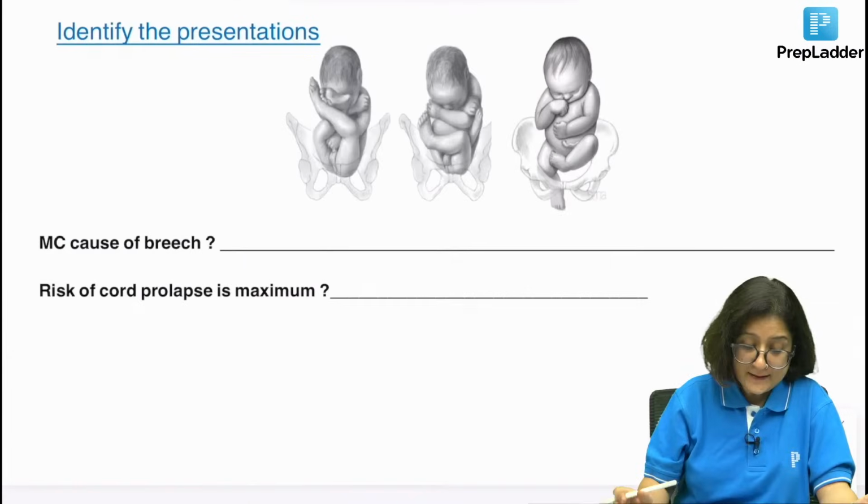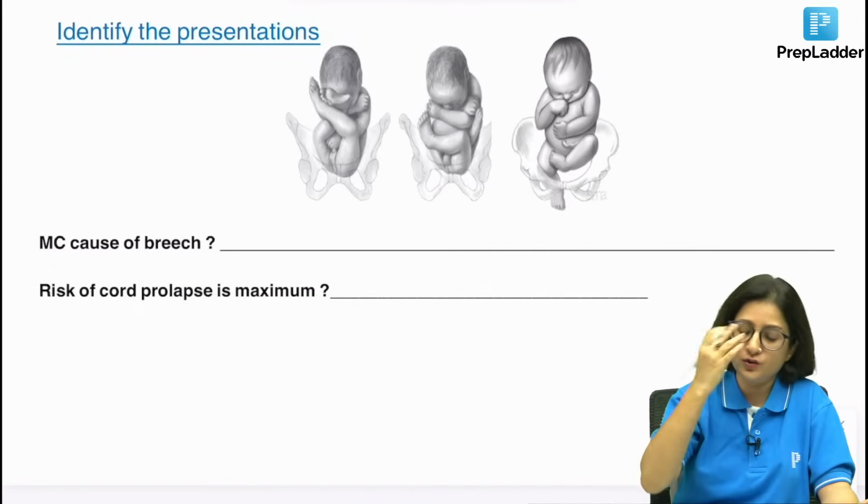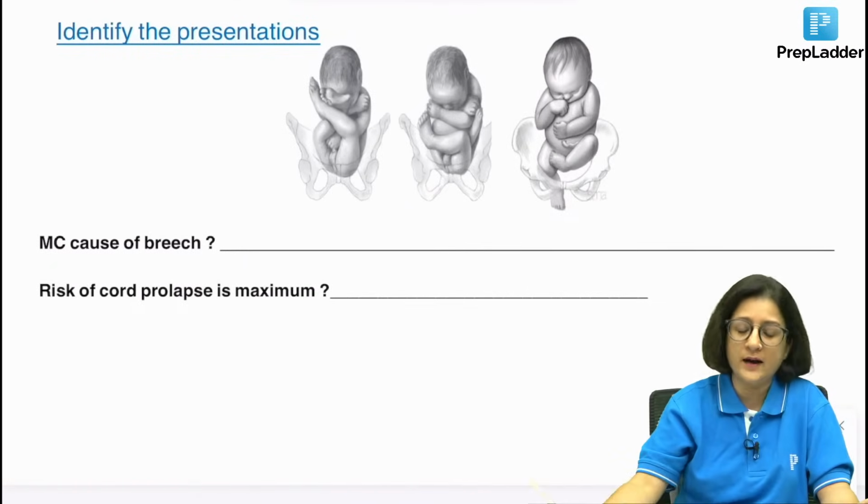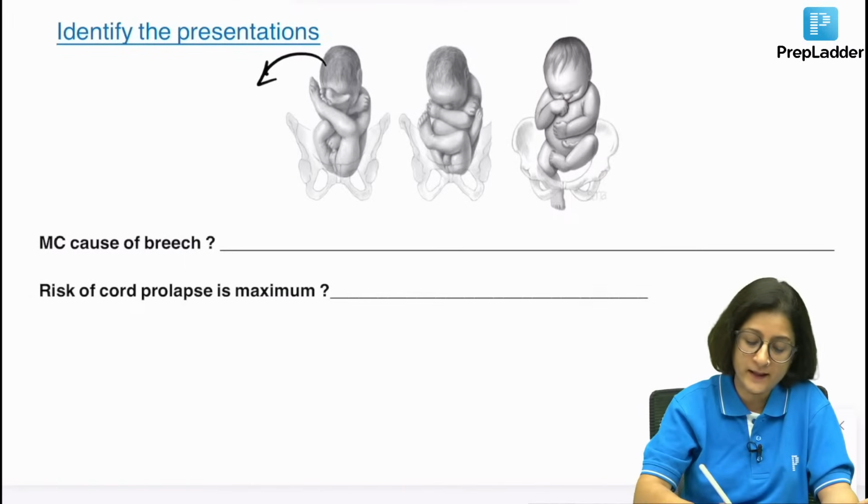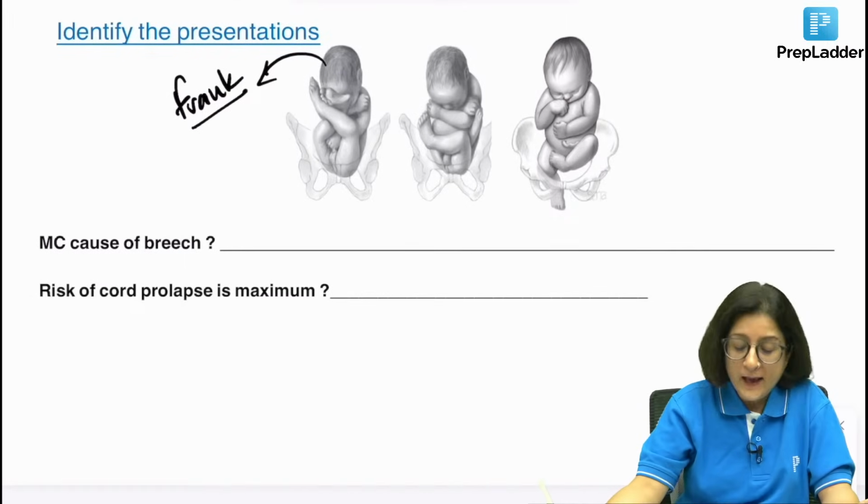Excellent. Next slide. Identify the presentation. So, quick recall. I think obviously you guys know this already. This one here is frank breech. Frank breech is a type of incomplete breech.